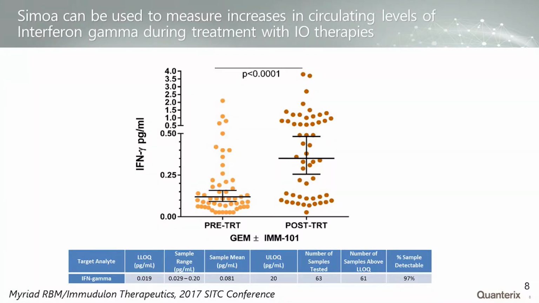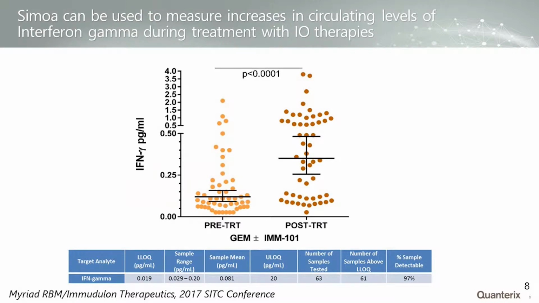pre and post treatment and looking at circulating interferon gamma levels, and they're able to see a pretty significant difference between before and after treatment. And that was really driven by the really high sensitivity of the assay. So you can see down there in the bottom left, it's 19 femtograms per mil. And we saw in the last presentation where you're having to use cytometry to measure interferon gamma in cells. Well, this is a way to do that with a simple blood test.